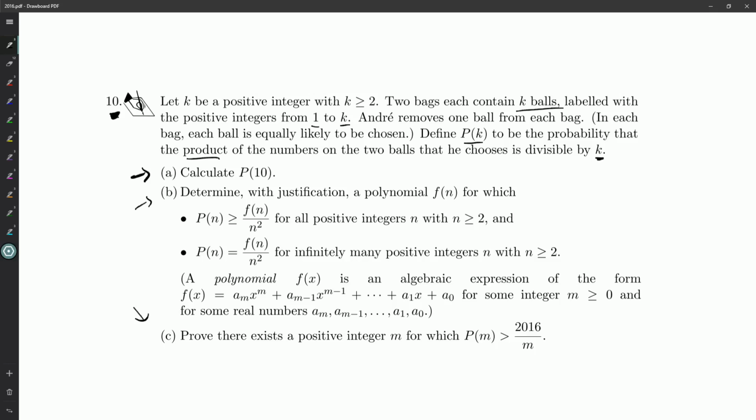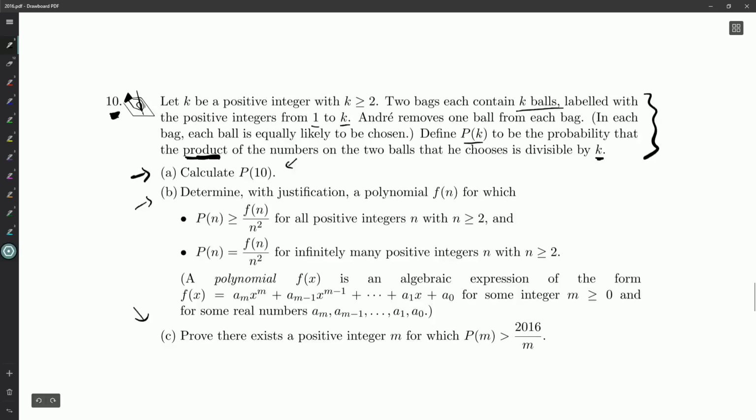Okay. So this probability will sort of scale depending on what k is. Now, Andre doesn't have to be choosing factors. They just need to multiply to be some sort of multiple of k. Okay. So it looks like 10 is entirely based around this P of k thing, so I'm actually going to read every part all at once. It might give me some direction as to where to go. So A, calculate P of 10. This should be a couple easy marks just to see, do we understand what it is they've just described.